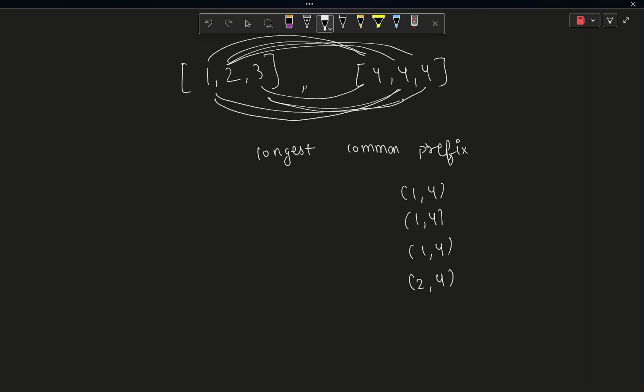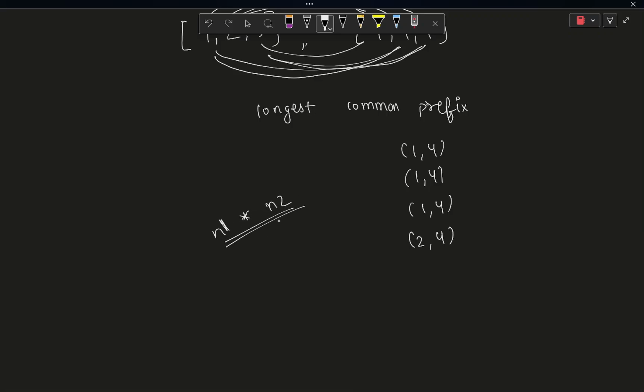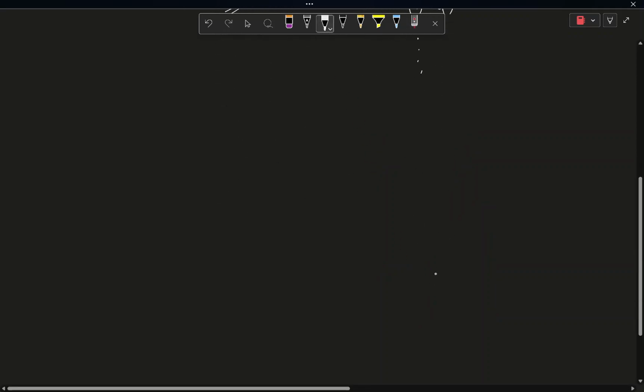Then 2 will also pair with all of these numbers, then 3 will also pair with all of these numbers. In this way, if the first array has length n1 and the second array has length n2, you will have n1 into n2 number of pairs where the first number belongs to the first array and the second number belongs to the second array. You have to find the maximum value of the longest common prefixes of all of those pairs, right? You just have to do that.